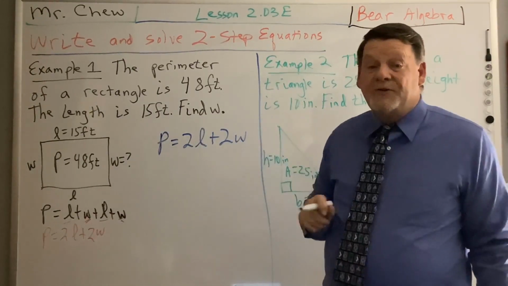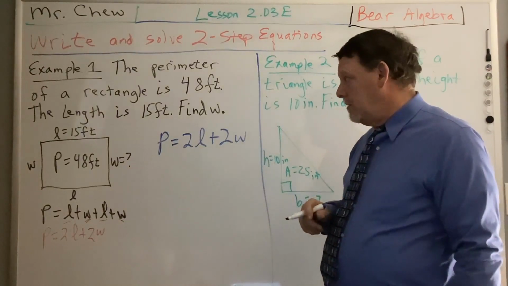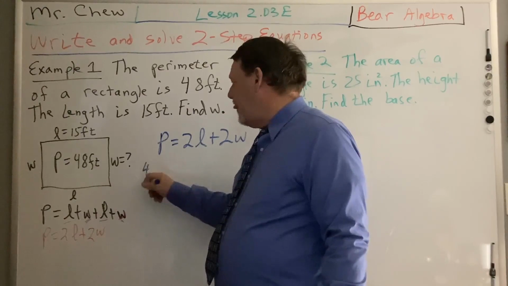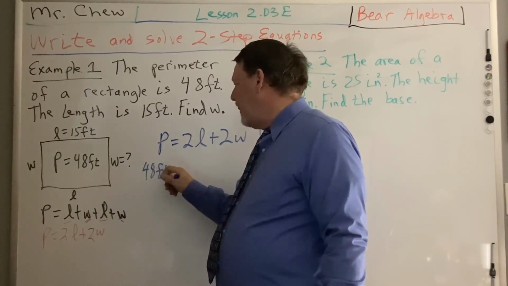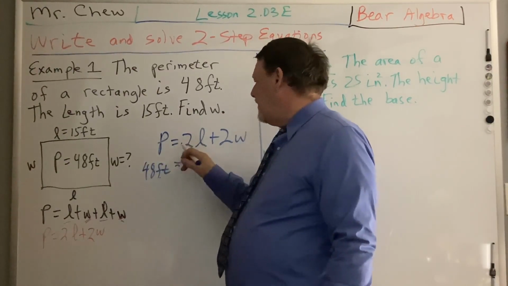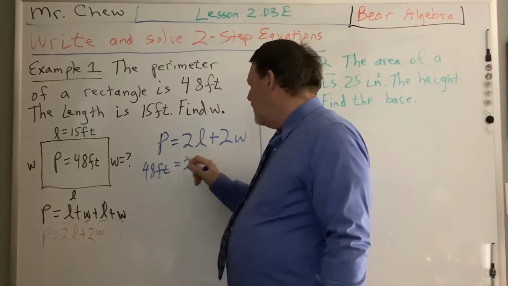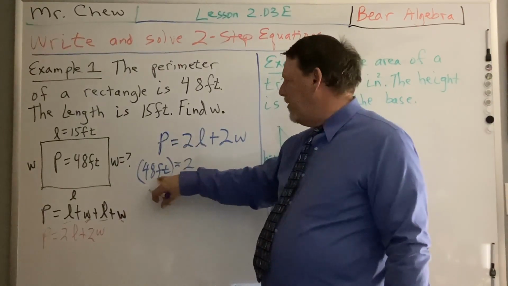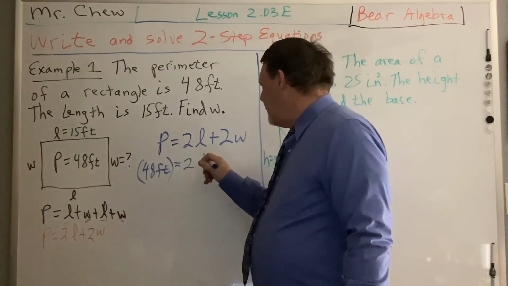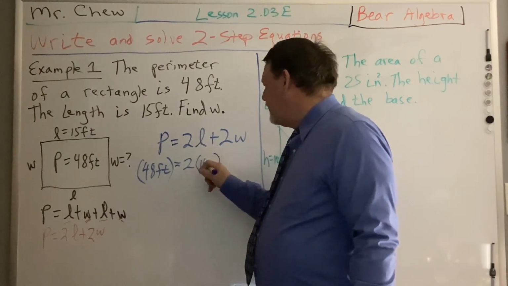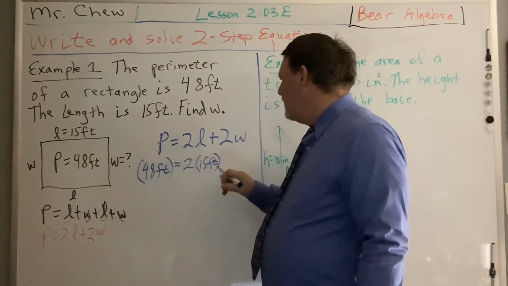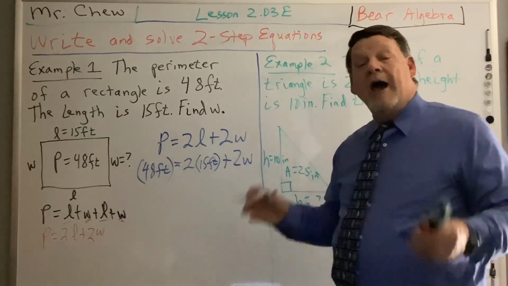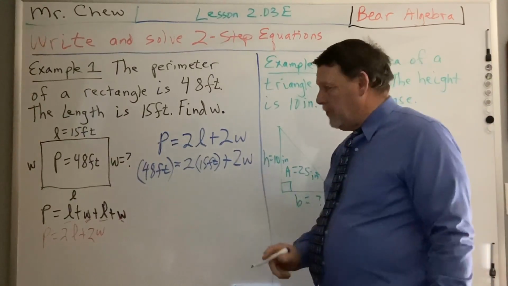Now, I use the substitution property of equality to substitute the value for P, which is 48 feet, and then I have 2 times, and I usually just put a parentheses there where that P was, and I put that 48 in there. And then I know the length is 15 feet, but I don't know the width, so I just leave that variable, and my goal is to solve for W.